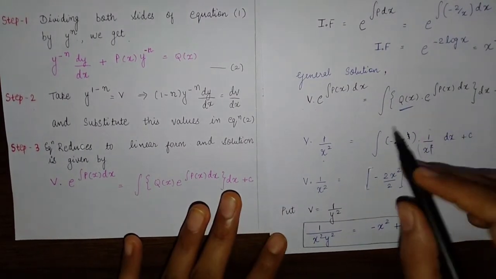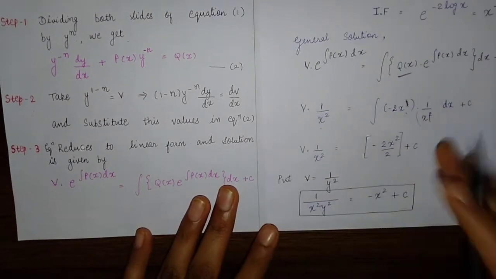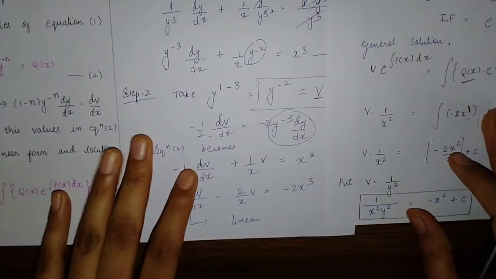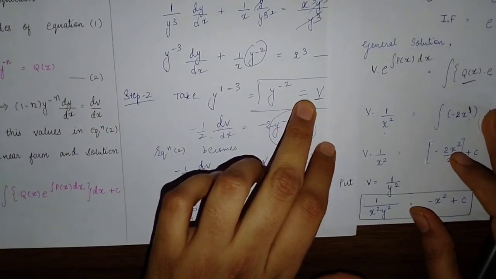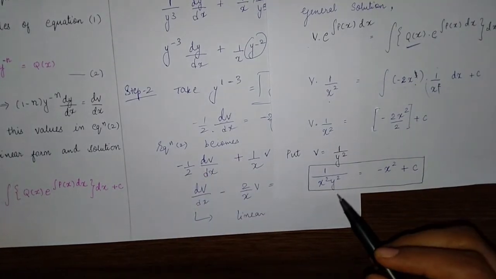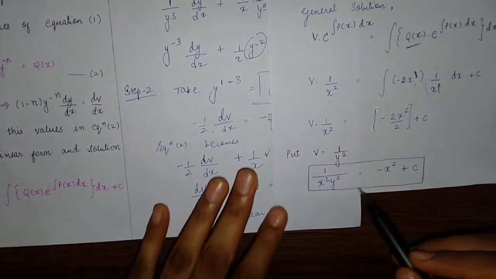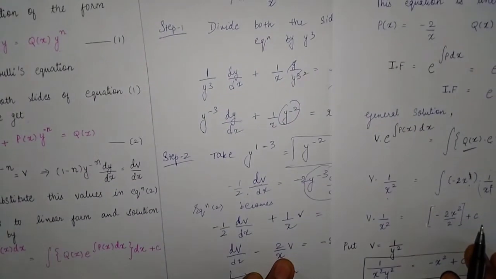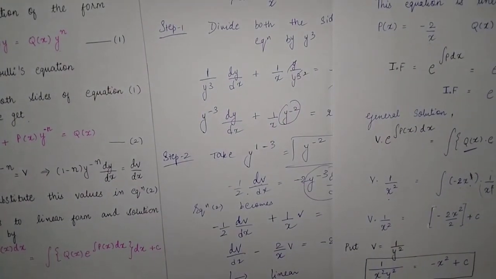Okay, so integrating it you will get this term, and then finally you have to put v equal to 1 by y square. The value of v that we assumed earlier, 1 by y square, we finally put it in. So we will get the final answer: 1 by x square y square equal to minus x square plus c. So in this way you can solve any given Bernoulli's equation.